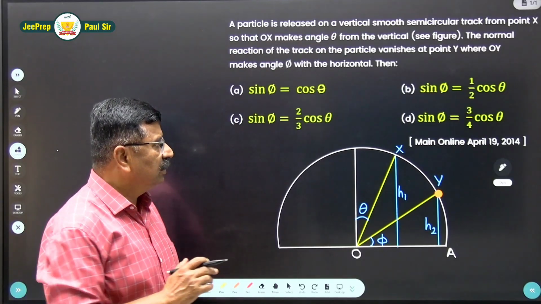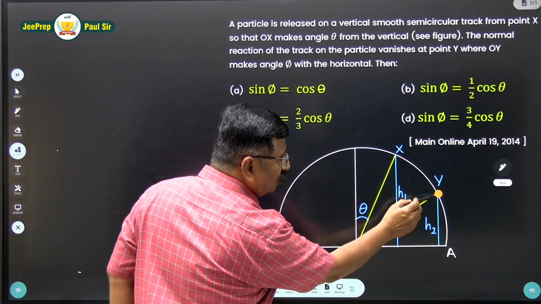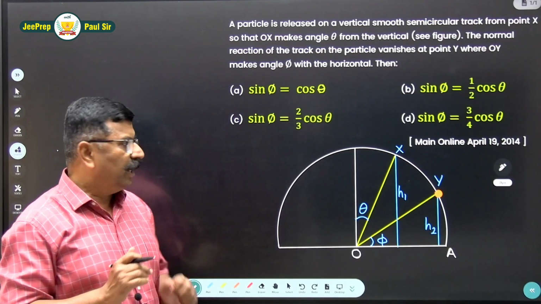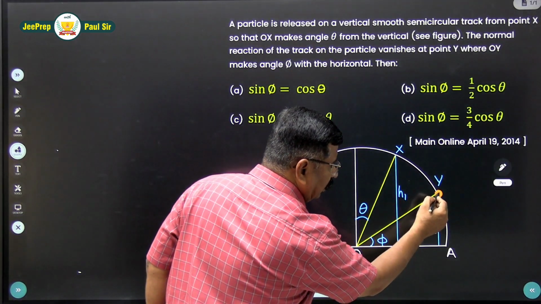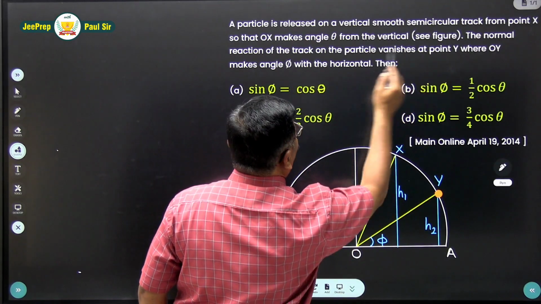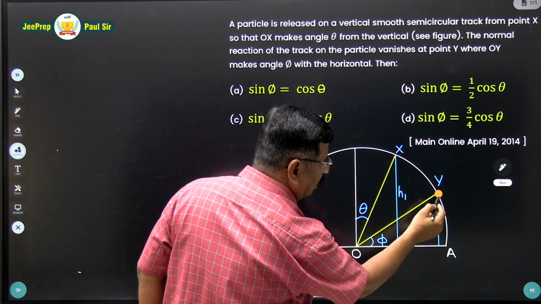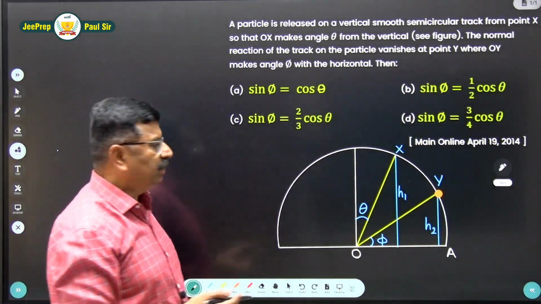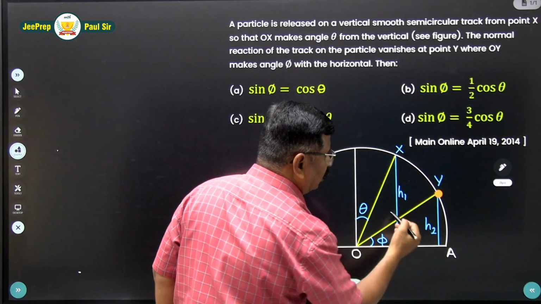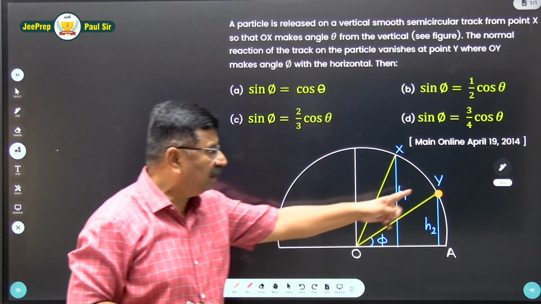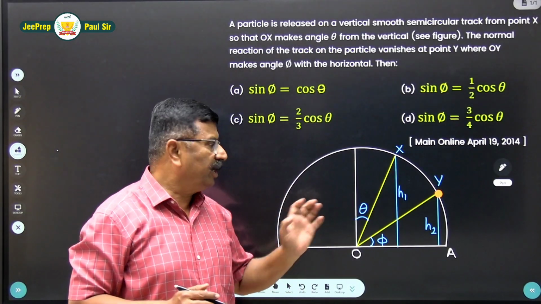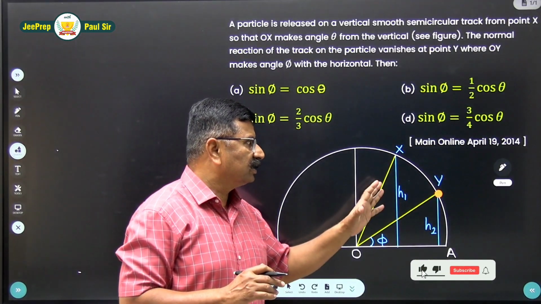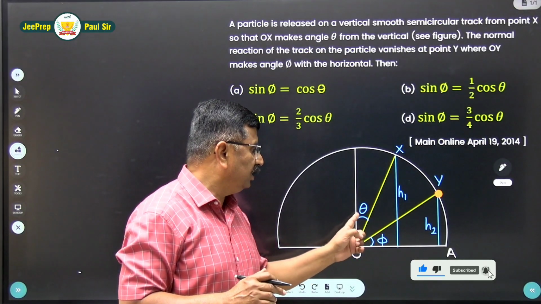The methodology is this. When the particle moves from X to Y, the change in potential energy is equal to the kinetic energy. Another thing is that at point Y, the normal reaction vanishes. Here, where mg is directed downward, we resolve mg into two components. Then we write the force equation, the expression for the centripetal force, where the normal reaction is 0. By using those two equations, we get the relation. So let's see the first case, how to get the relationship between theta and phi.